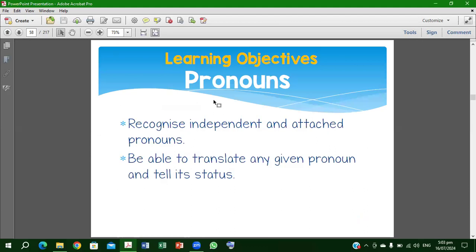Okay. This is the learning objective. You will recognize independent and attached pronouns, and you will be able to translate the given pronouns. I'll for sure give you an assignment today, inshallah.